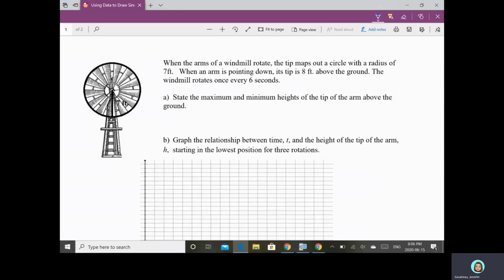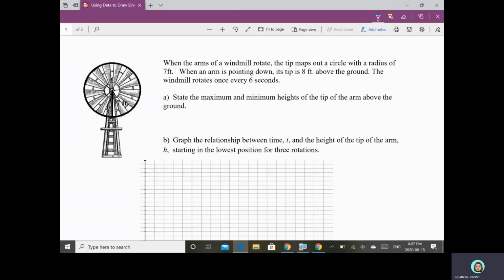In this last section of Chapter 8, we are going to go through two problems where you are given some data and your job is to take the data and create a graph of the sinusoidal function that models the data and then create an equation from that graph. Let's start with this one here.